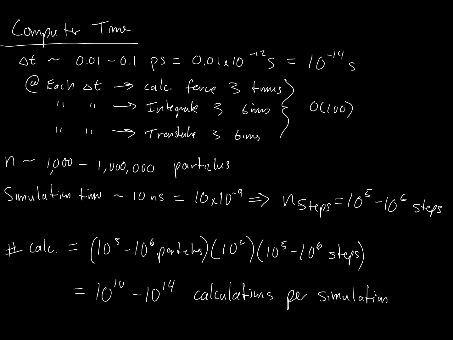So next, I'm going to talk about what are some computers that exist in the world and how many calculations they can perform. Okay, so somewhere between 10 to the 10, which is 10 billion, to 10 to the 14, which is 100 trillion calculations. And this is just for one simulation with 1,000 to 1,000,000 particles. So the key thing to keep in mind is that you'll never just do one simulation. You'll probably have to do hundreds or thousands of simulations in order to get a research project put together, right?